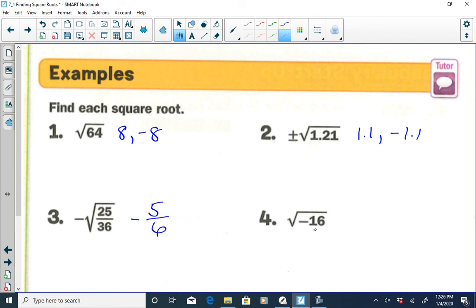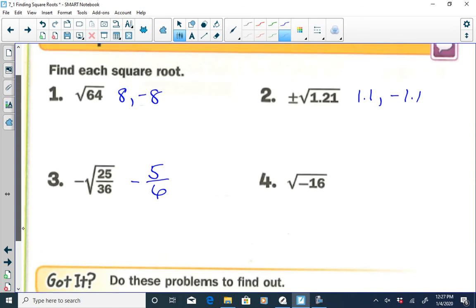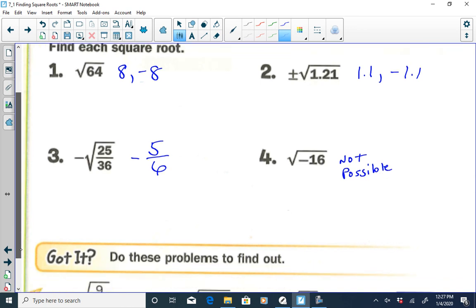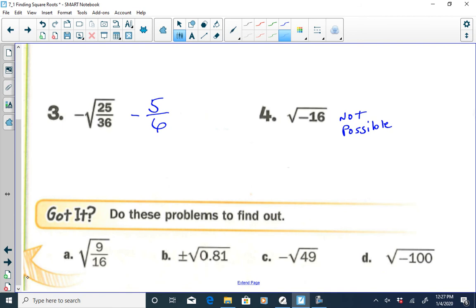Let's see. Now, the square root of negative 16, right, that is not something that is possible, because we can't take the square root of a negative number, because I can't have a number times itself give me a product that's negative. So it's actually called an imaginary number, but we're just going to say that that's not possible. Right, or not real. It's not a real number. Square root of negative 16.